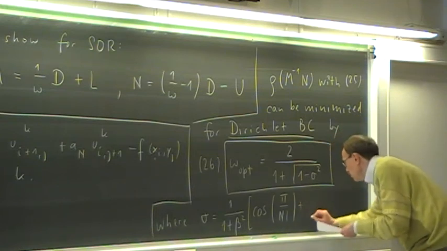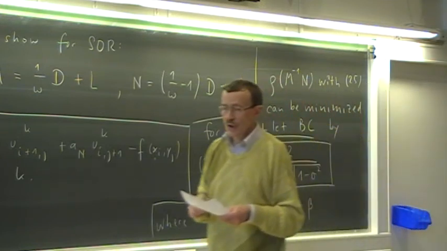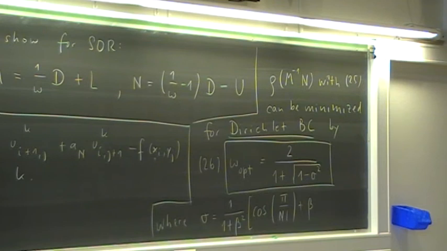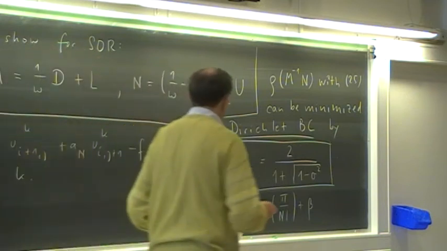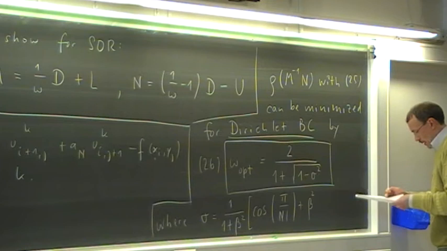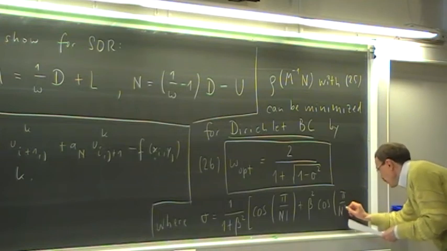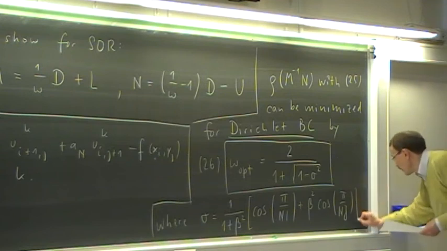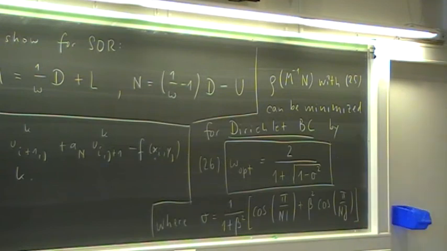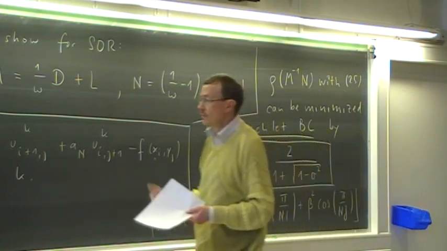Plus beta, here I have to do a little check if I did it right. You find that in the textbook on page 155. It was good that I checked it, because this beta squared is as suspected, times the cosine of pi divided by the number of intervals in the y direction. And that is, as I said, the spectral radius of the iteration matrix for the Jacobi method. That is easy to calculate, but I just give you the beta. Just a moment.